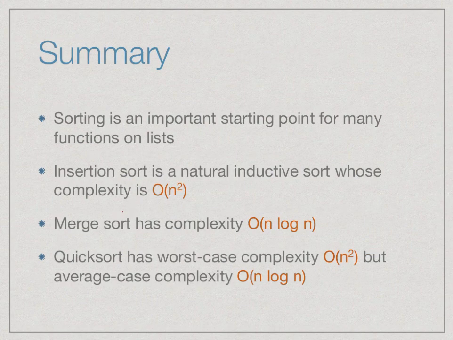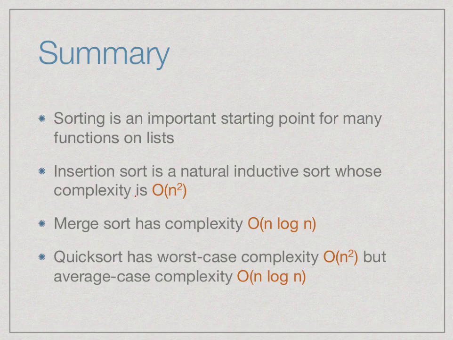To summarize, sorting is an important starting point for many functions on lists, so it's good to be able to sort a list efficiently. Insertion sort is a natural inductive sort, but its complexity in the worst case is order n squared. Merge sort, on the other hand, uses divide and conquer and has a complexity of order n log n.